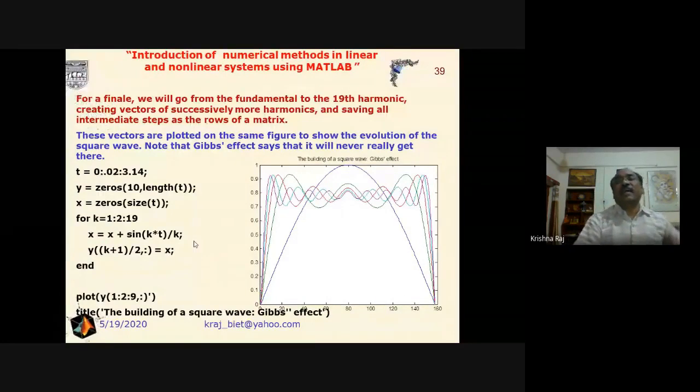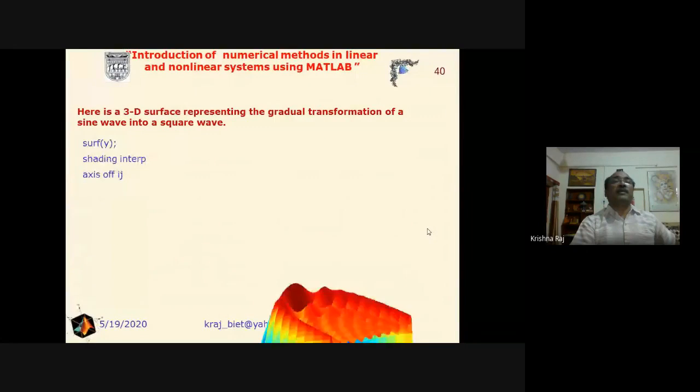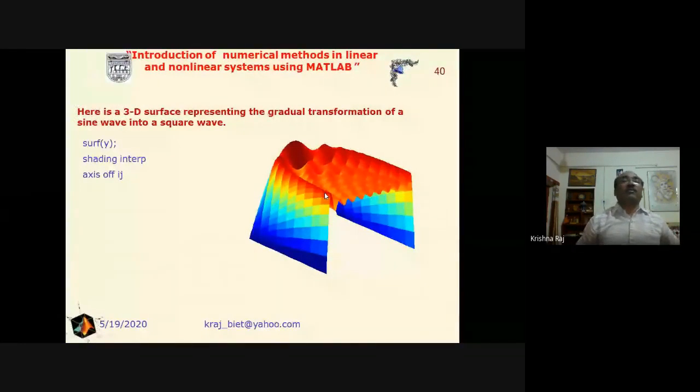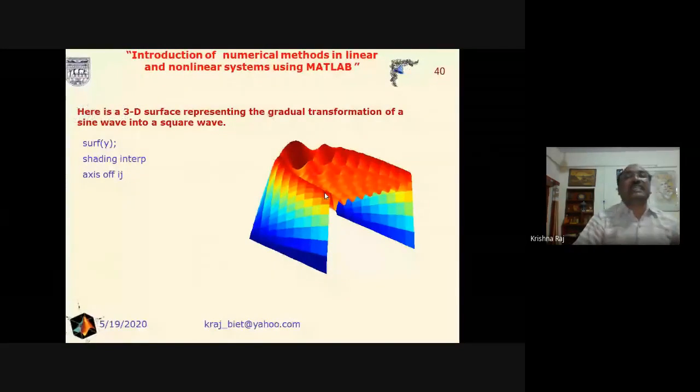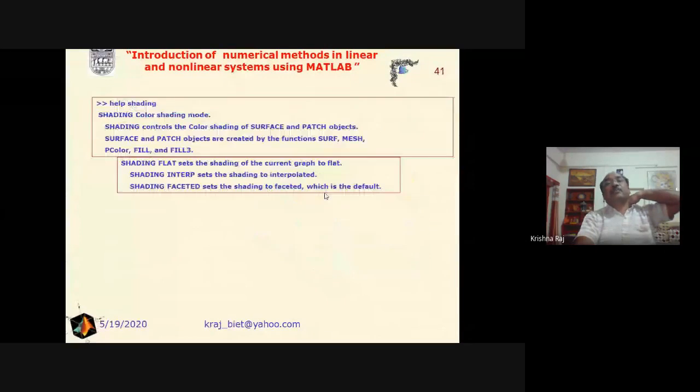It shows that approximation is there when describing the square wave with the help of sinusoidal waves. Now it can also be represented using shading of different colors, which is easier to visualize and to analyze the concept. We are using the surface plot, which we discussed in the previous lecture. So just write surf y, and we will get the shading.